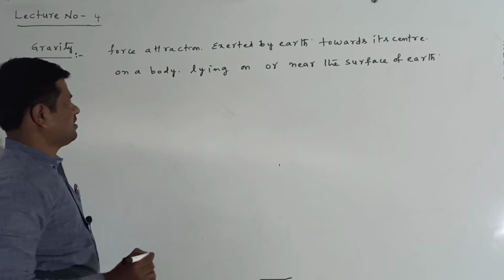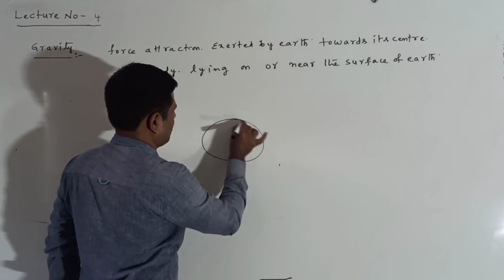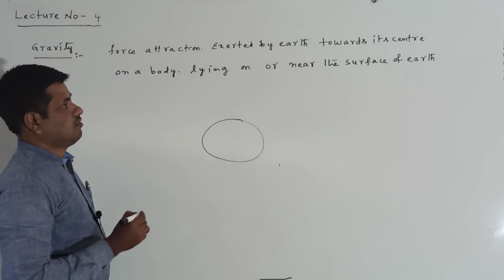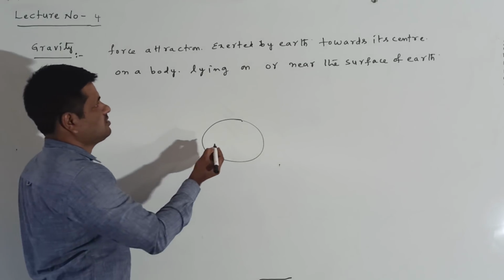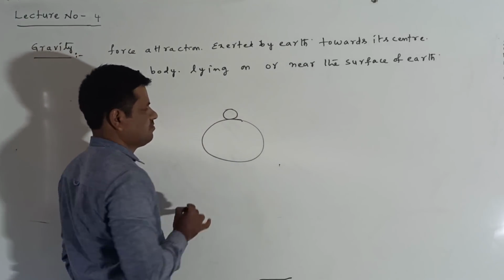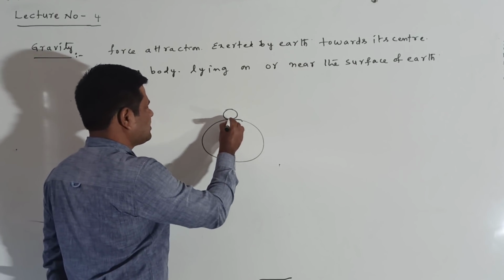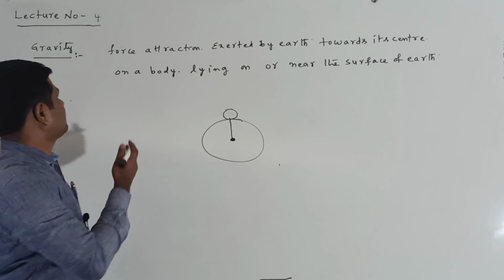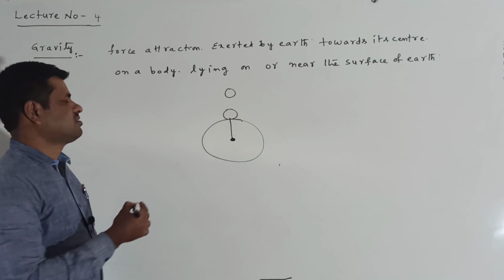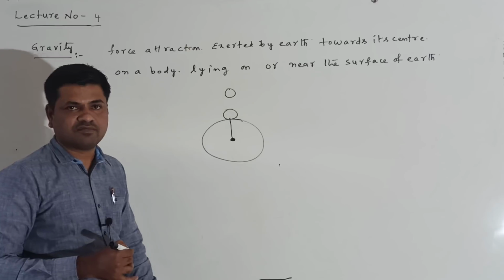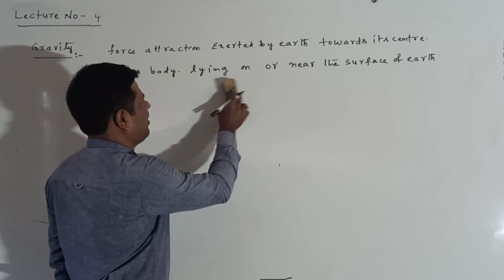Gravity is nothing but a force of attraction. Suppose this is the earth, and one body is lying on the surface of the earth. This body is attracted by the earth towards its center. That is called gravity. Suppose the body is lying near the surface of the earth; it is also attracted towards the center of the earth. That is also called gravity. Gravity is nothing but a force of attraction exerted by the earth.